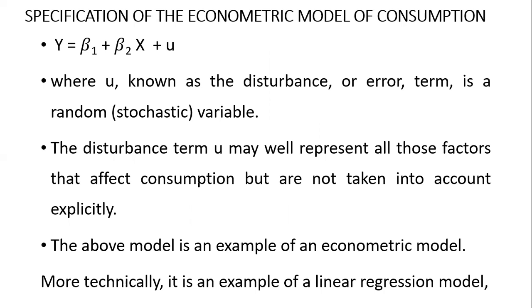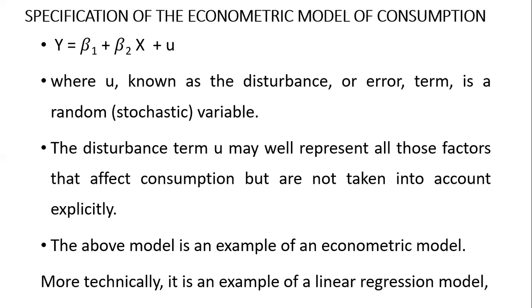Now, here is the modification: Y = beta 1 + beta 2 X + u. So we see that under the mathematical specification, we didn't have u. The modification is the introduction of that u. That u has turned a mathematical specification into an econometric specification.